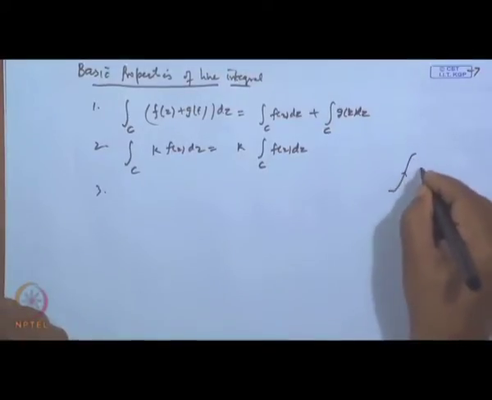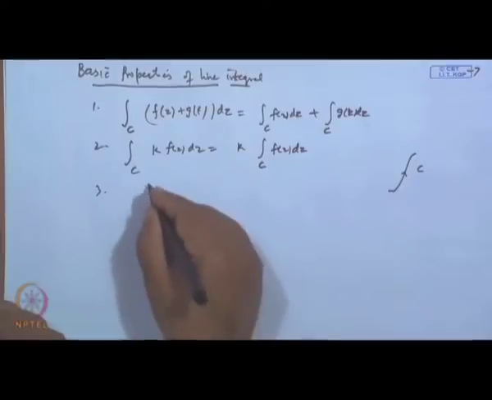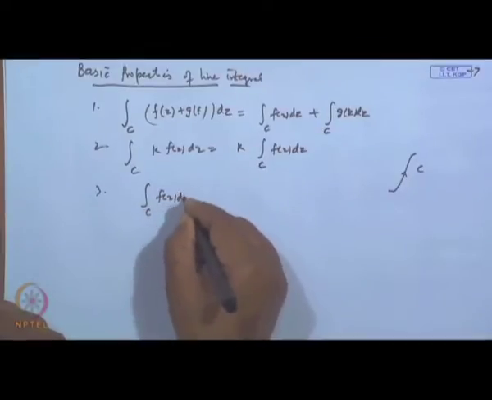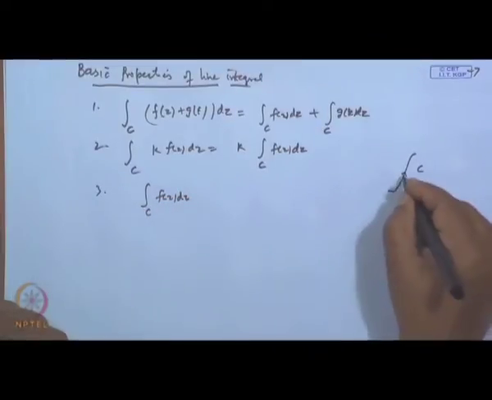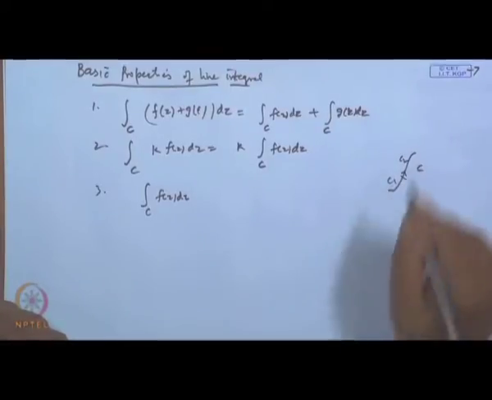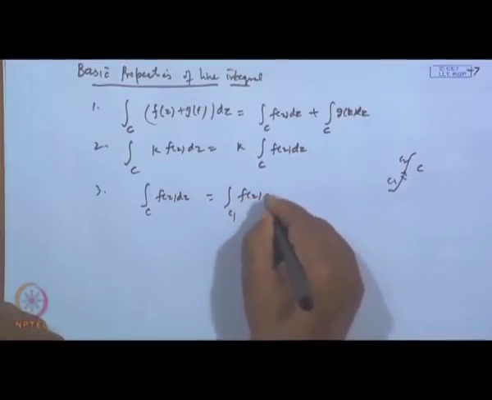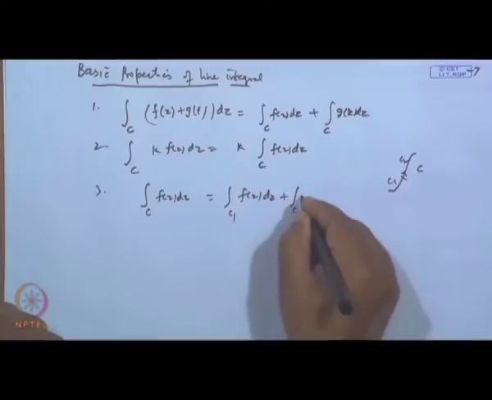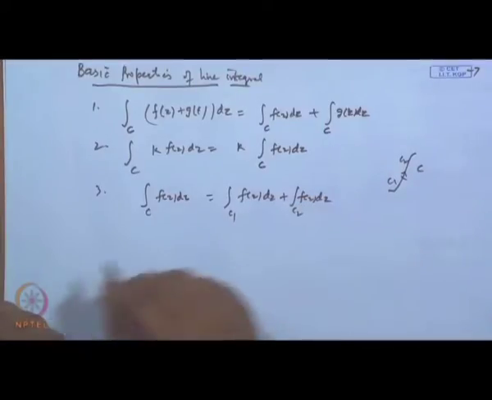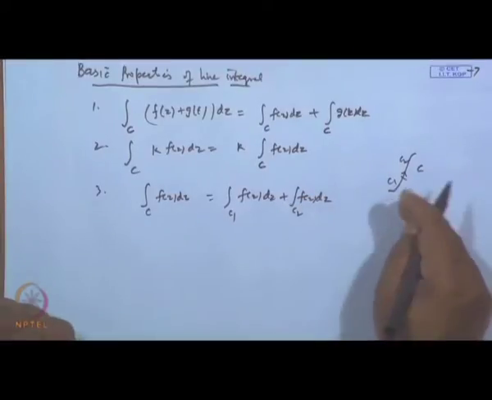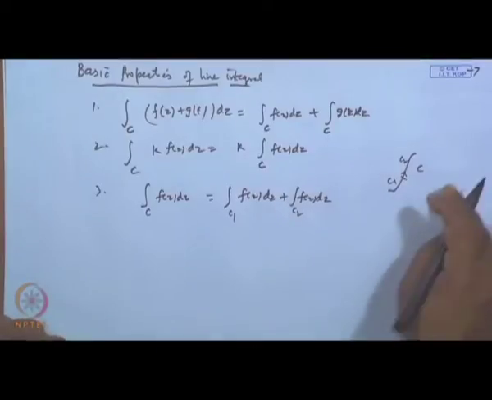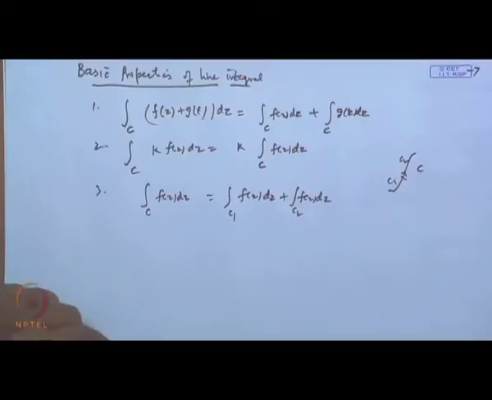Suppose we have a curve C and the integral of this function f(z) dz is there. If I break up this curve into two parts C1 and C2 retaining the same direction, then this integral will be the same as the integral over C1 of f(z) dz plus the integral over C2 of f(z) dz. Okay? Where C1 and C2 are the partition of the curve C, and so on.